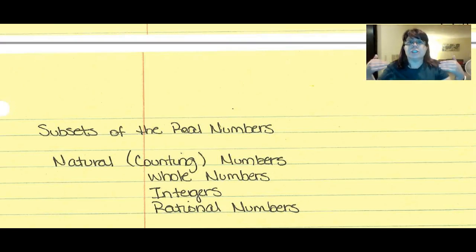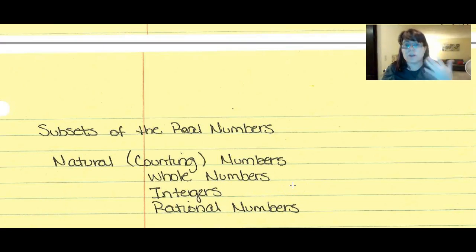A hat, a shirt, or a blouse, pants, socks, underwear are all clothing. But socks and shoes are in the subset of those items that go on your feet. Think of it like that. So they still belong to the clothing group, but now they're part of another group, the group that belongs on your feet. We have the natural numbers, which are the counting numbers.